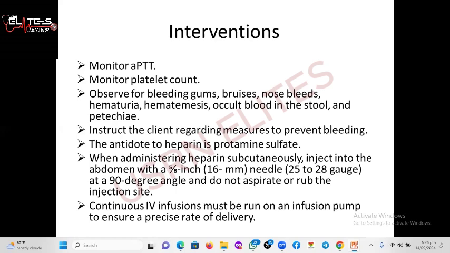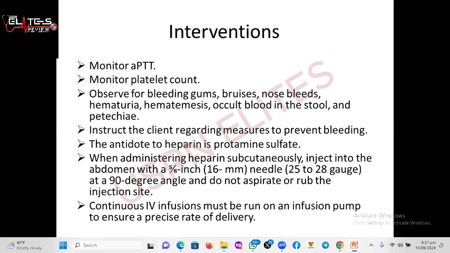All right. So you need to monitor for signs of bleeding. Any form of gum bleeding, bruises, nose bleeding. It could all be as a result of the heparin you are giving. Probably the medication is being overdosed. So you need to monitor that as well. And then occult blood, that is blood in stool. If someone is taking heparin and presenting all these things, it tells you that the client is bleeding. So you need to quickly inform the healthcare provider.